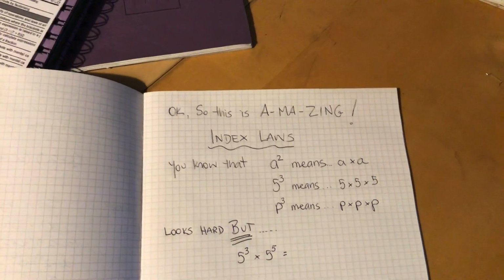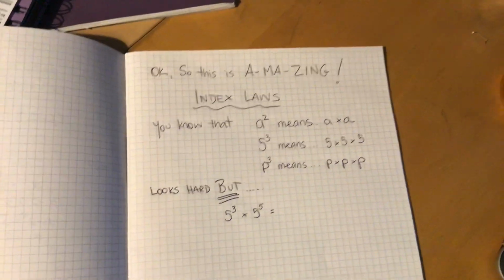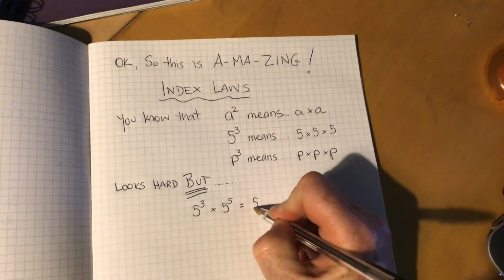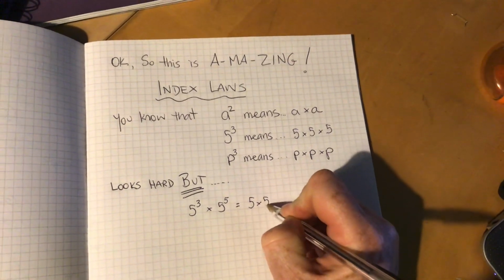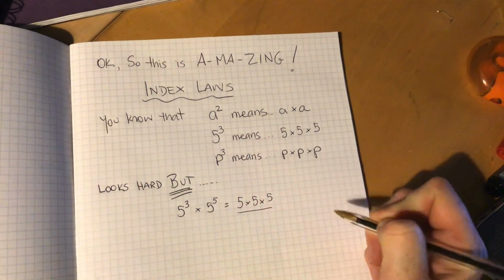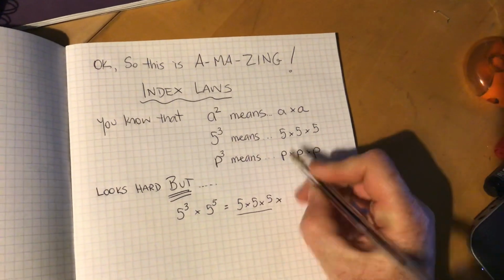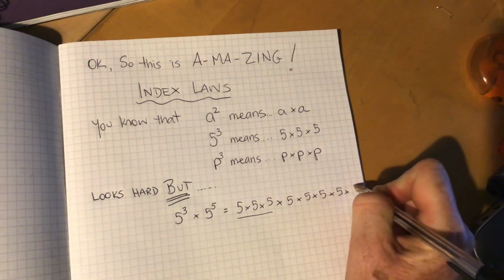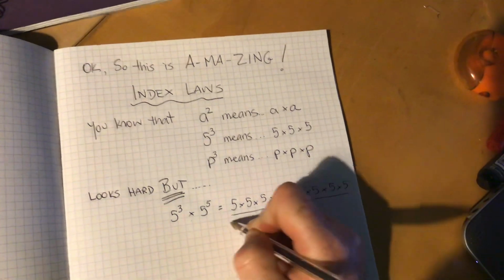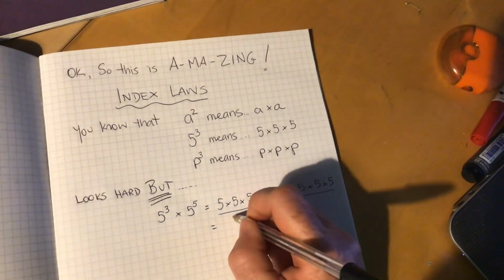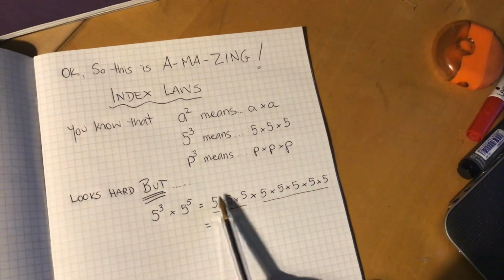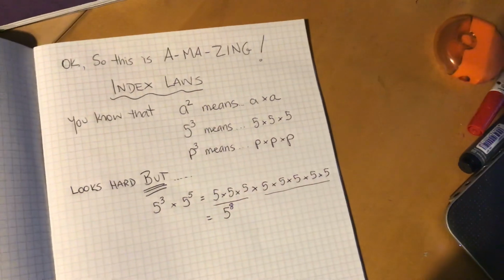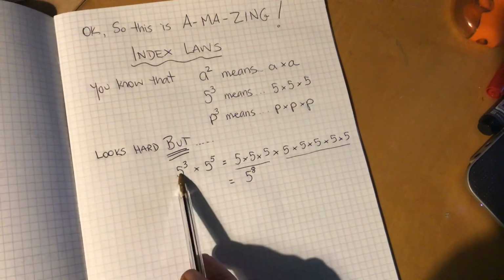Now this looks really hard, but wait for it. 5 cubed times 5 to the power of 5. Now technically, you could do it out long, this will take you ages. You could do 5 times 5 times 5, that's your 5 cubed, times by 5 times 5 times 5 times 5 times 5, which equals 5 to the power of what? 5 to the power of 8. Easy. Now, how to get straight from that to that?